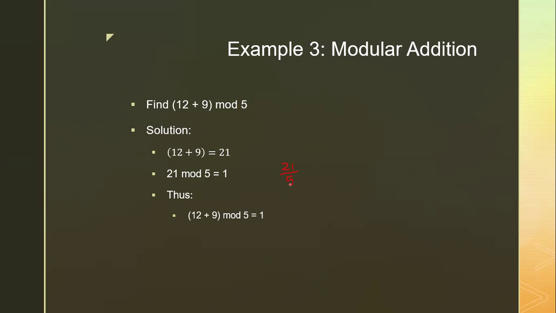Now, 21 mod 5 is actually 21 divided by 5. And we know that the answer here is 4, right? Because 4 times 5 is equal to 20. But then there is the remainder of 1. This is the one we're talking about. So 21 mod 5 is equal to 1. Okay, so that's the function here: 12 plus 9 mod 5 is equal to 1. Hope that makes sense. It's clear and simple enough.